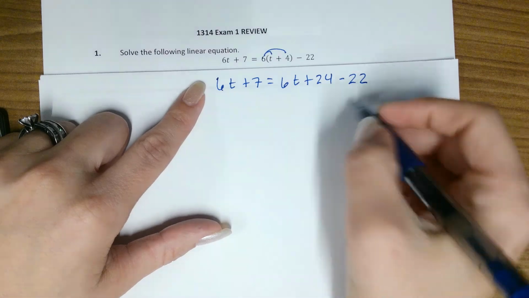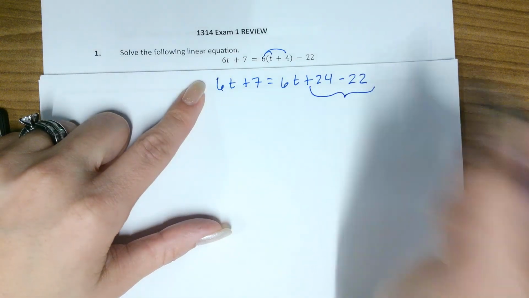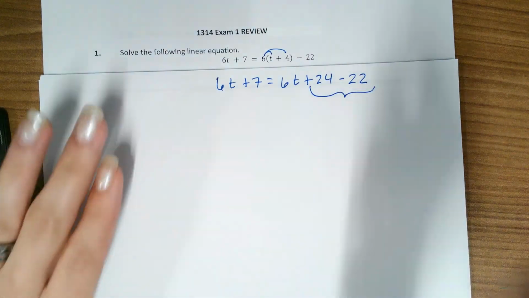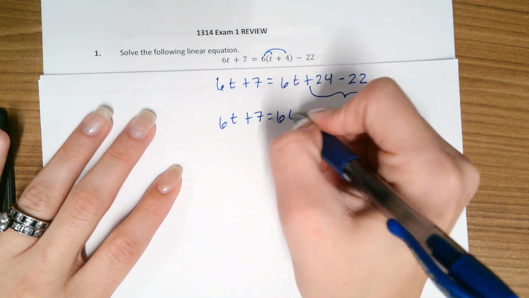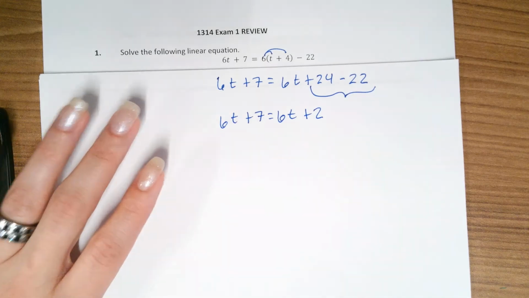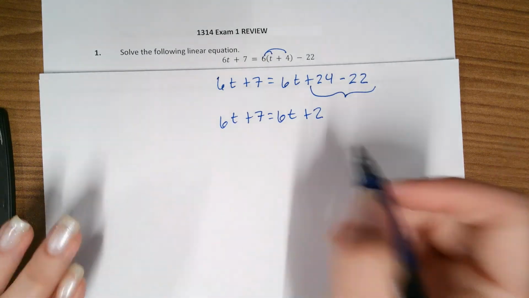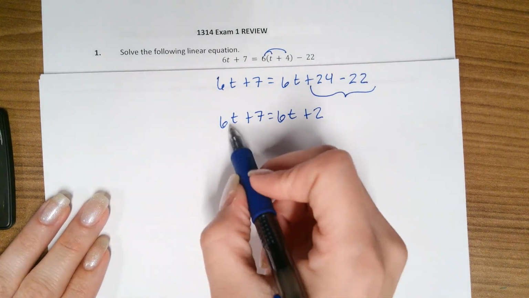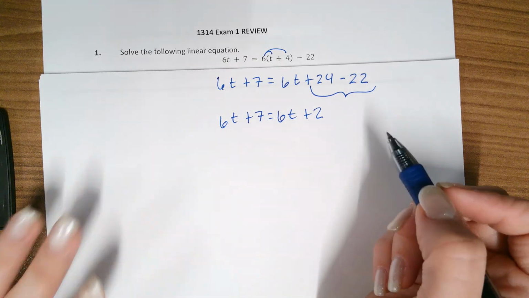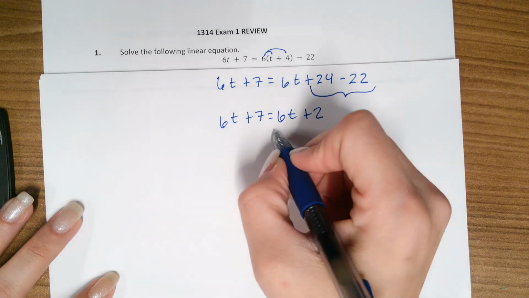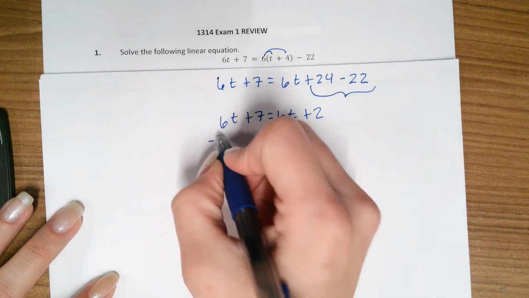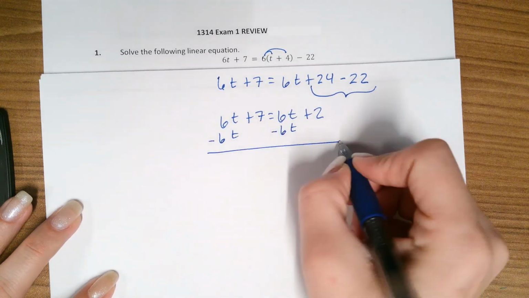And we're going to combine like terms. 24 and negative 22 are like terms because they're just plain numbers. So I get 6t plus 7 equals 6t plus 2. And so I have t's on the left, t's on the right. I want all the t's on the same side, so I'm going to move them to the left. So I'll subtract 6t, subtract 6t.